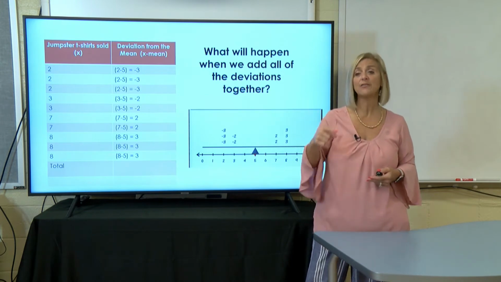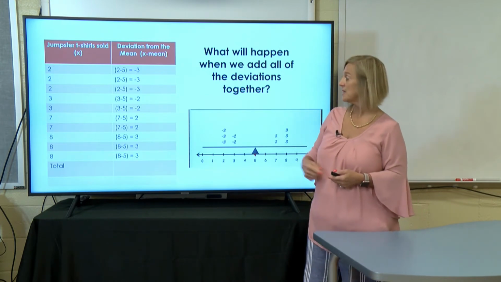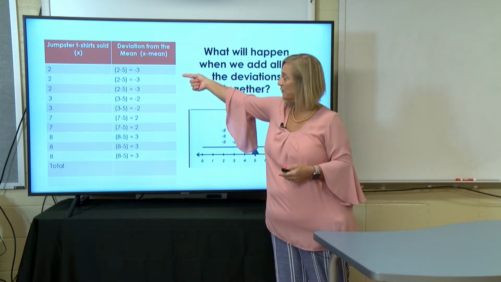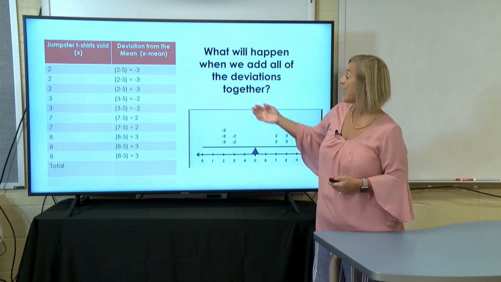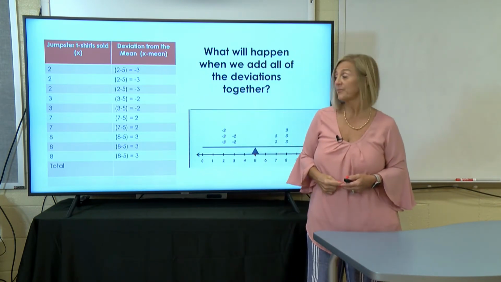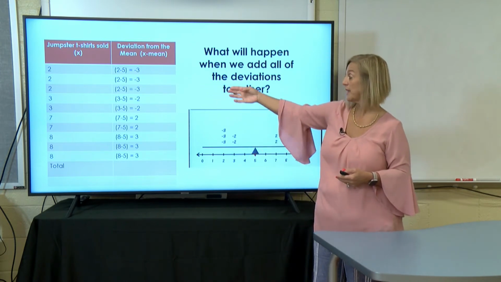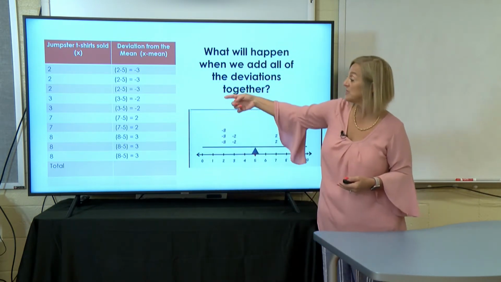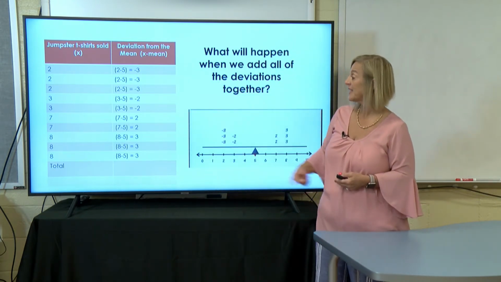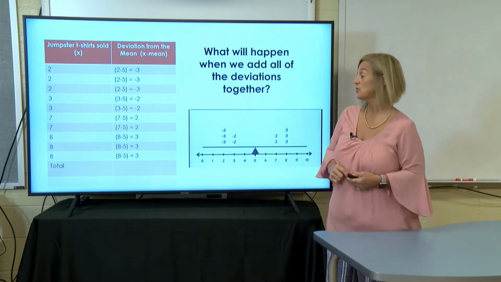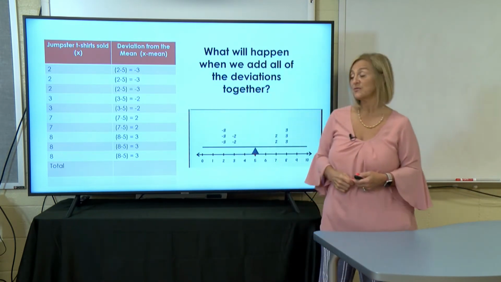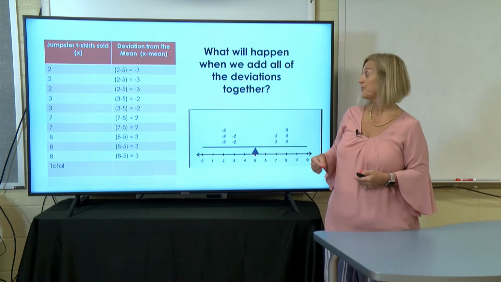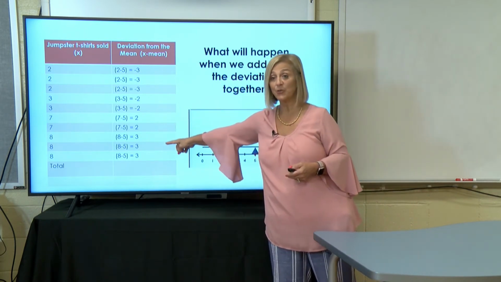We're going to do that for every single teammate who sold t-shirts. Everyone who sold 2 t-shirts has a deviation from the mean of -3. Every person who sold 3 t-shirts, 3 minus 5, gives you -2. And then the 2 teammates who sold 7 t-shirts, 7 minus 5 gives you 2, so those two answers are positive 2. And the last three who sold 8, 8 minus 5, their deviation from the mean is 3.